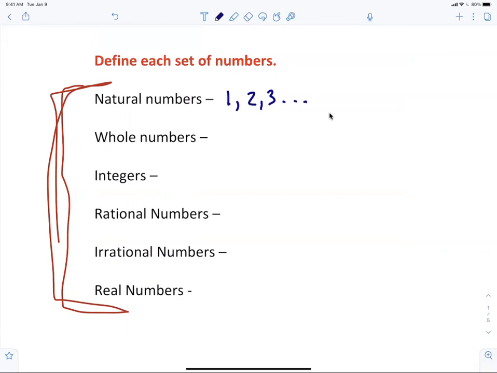By the way, natural numbers we're going to abbreviate as N. Whole numbers start with 0. So we have 0, 1, 2, and so on, and that would be whole numbers. Everybody okay with that?